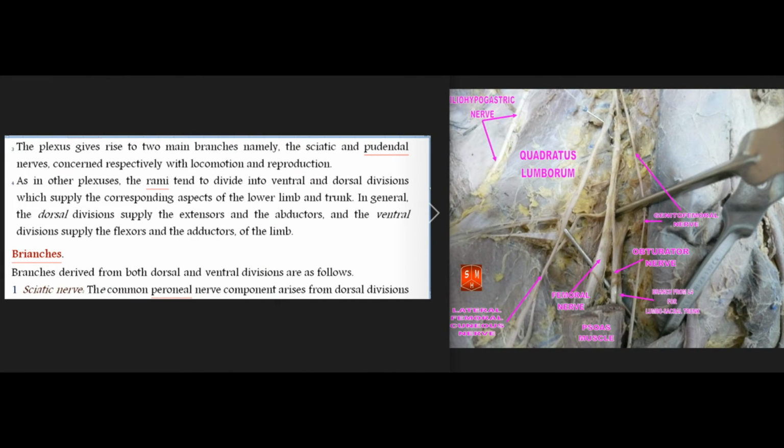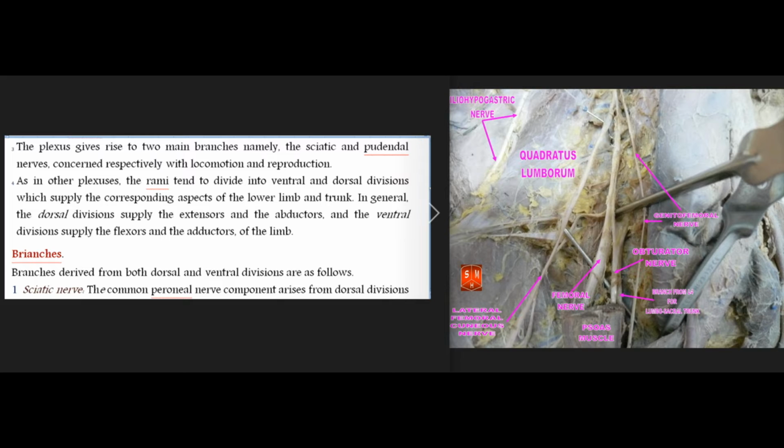3. The plexus gives rise to 2 main branches, namely, the sciatic and pudendal nerves, concerned respectively with locomotion and reproduction. 4. As in other plexuses, the rami tend to divide into ventral and dorsal divisions which supply the corresponding aspects of the lower limb and trunk. In general, the dorsal divisions supply the extensors and the abductors, and the ventral divisions supply the flexors and the adductors, of the limb.